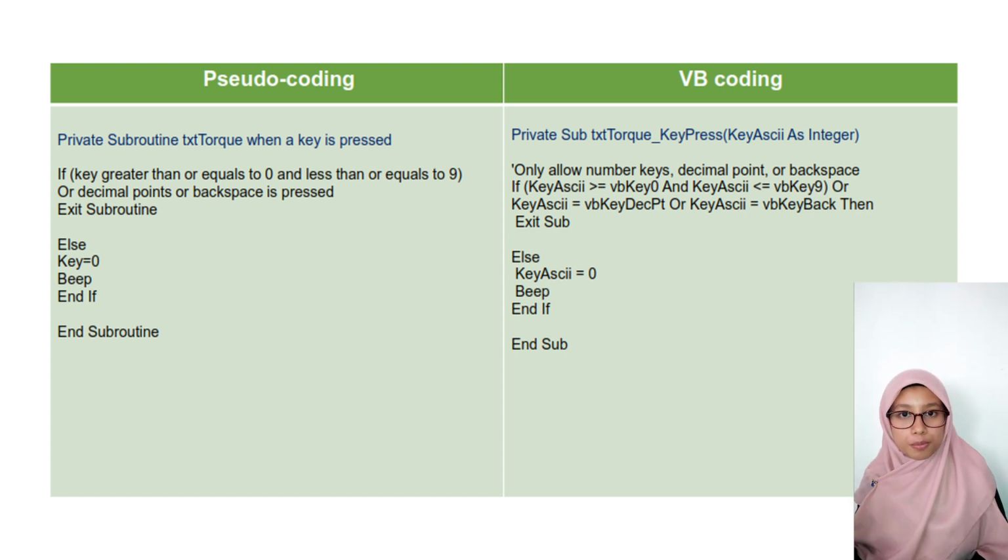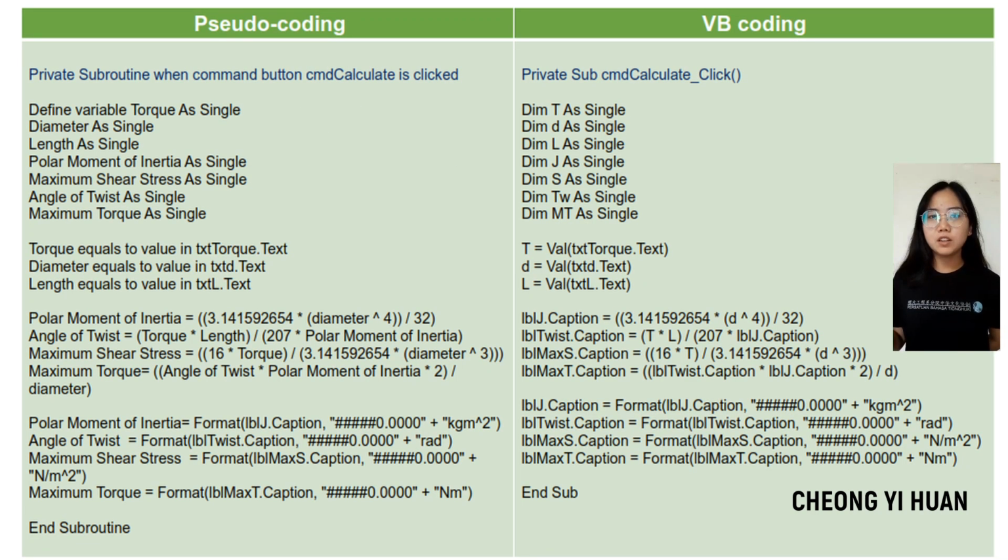must type end sub. My name is Yi Huan, so I'm going to discuss the calculate button. After we click into the calculate button, first of all, we will have define variable. So usually in the coding, we will see like dim t as single, dim d as single. So it's actually defining the variables torque, diameter, length, polar moment of inertia, maximum shear stress, angle of twist, and maximum torque as single.